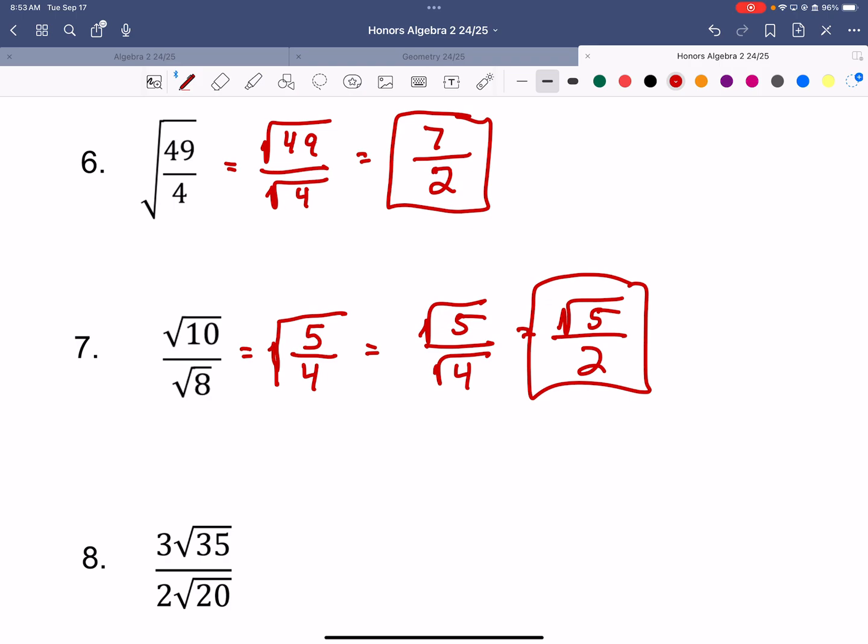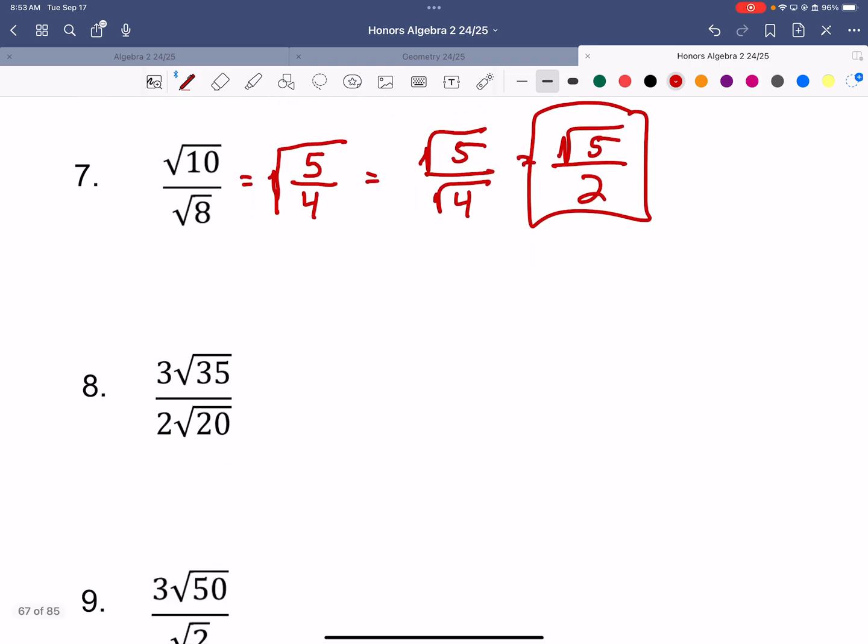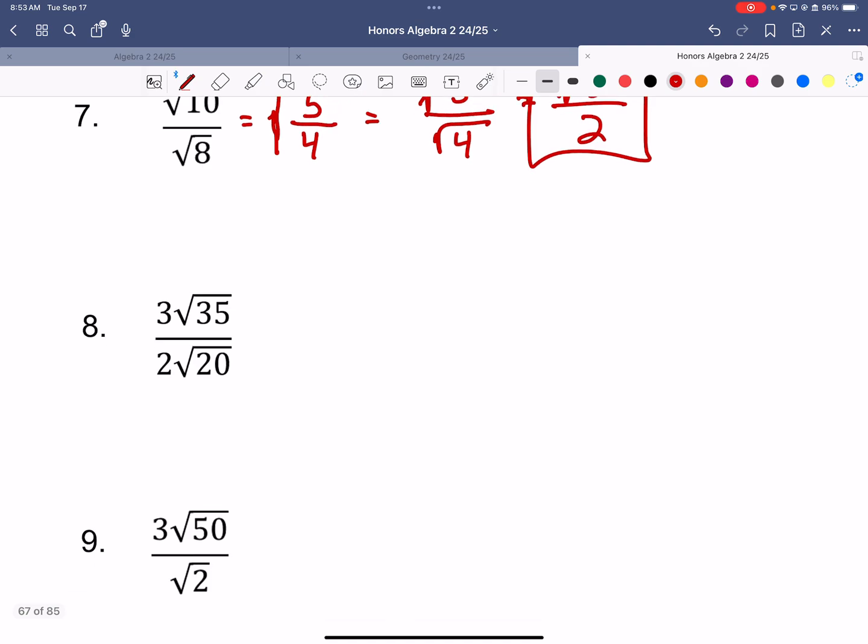So sometimes you have to reduce. Sometimes you're just going to be given the perfect square. If you don't see a perfect square in the denominator, it means we're going to try to reduce. So if we look at the next one, we've got 3 radical 35 over 2 radical 20.